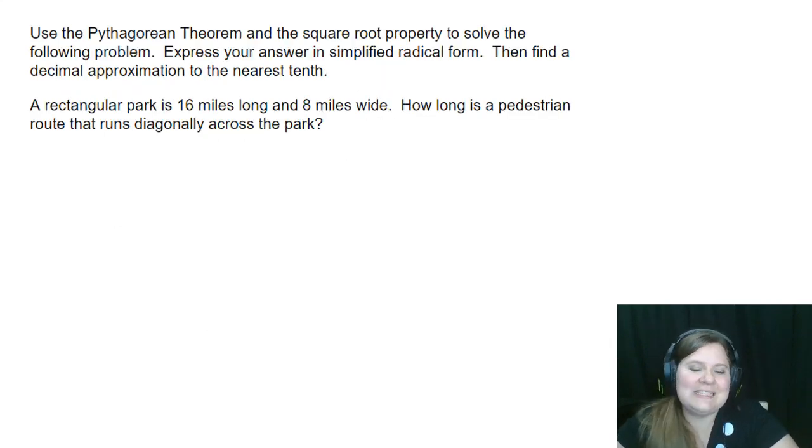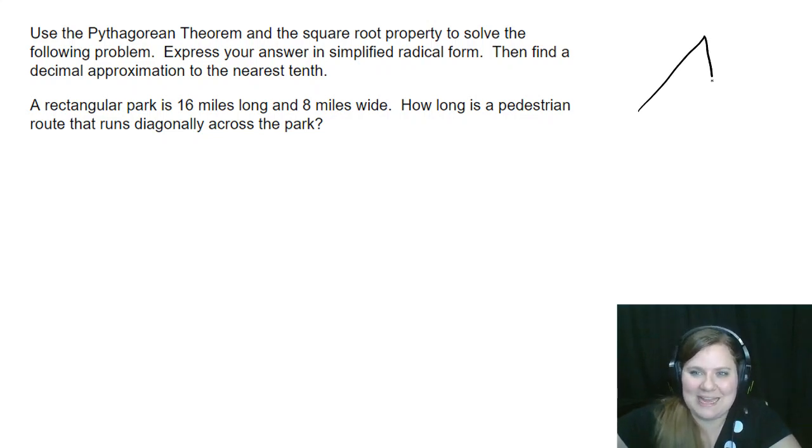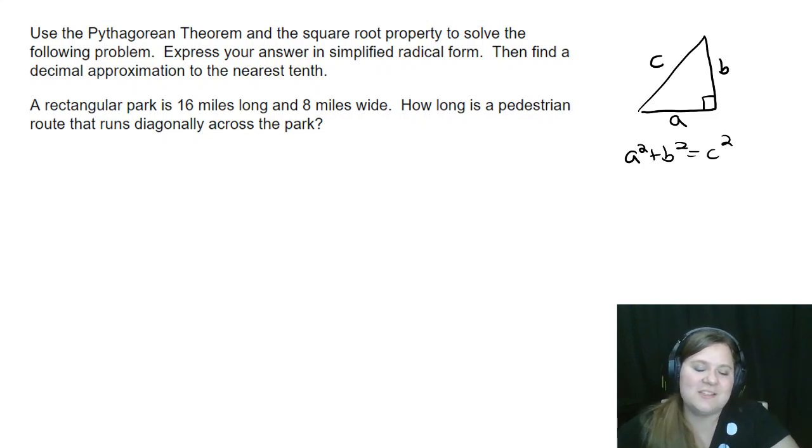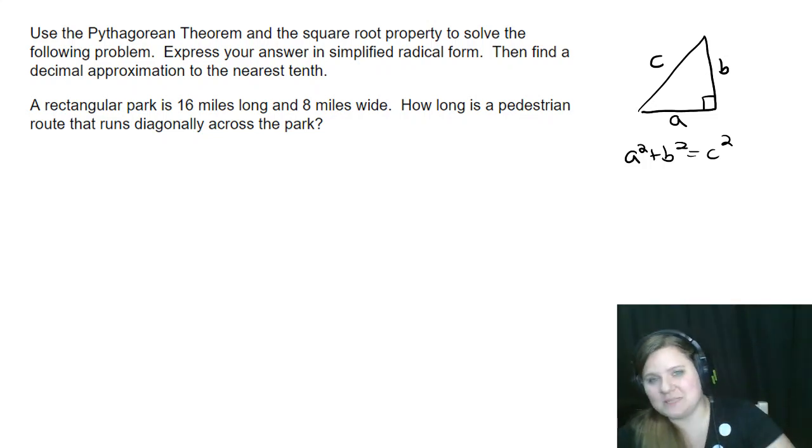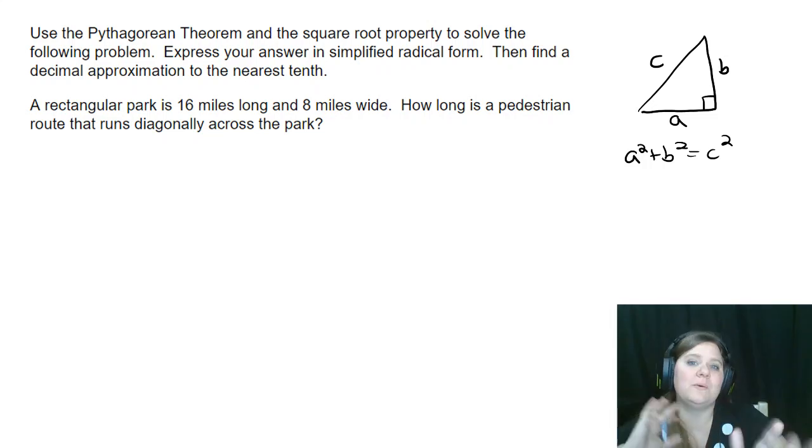All right, let's talk about the Pythagorean theorem. If you think back in the day, if I have a right triangle, and I have one side A, one side B, then the hypotenuse is C, and a squared plus b squared equals c squared. This question asks us to use the Pythagorean theorem and the square root property to solve the problem. They want us to express our answer in simplified radical form and also the decimal approximation. Note that it's asking for both formats, and we'll want to give both. We'll also want to make sure we include units.